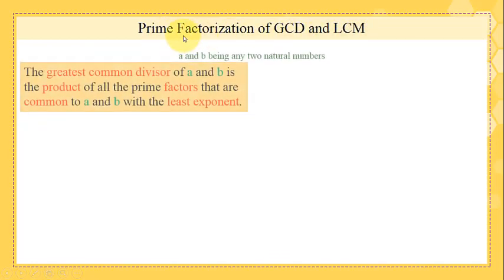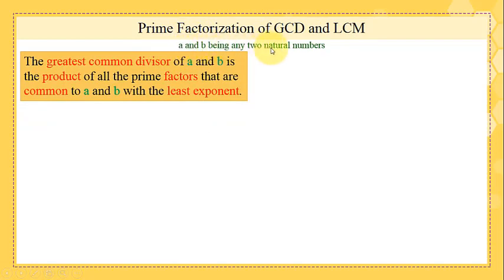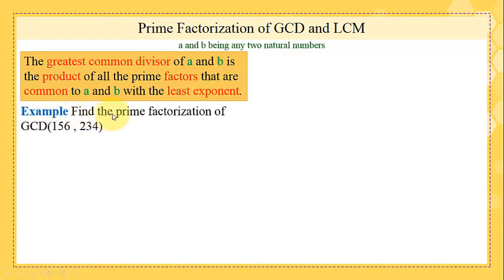Prime factorization, GCD and LCM. Let a and b be any two natural numbers. The greatest common divisor of a and b is the product of all the prime factors that are common to a and b with the least exponent. Example: find the prime factorization of the greatest common divisor of 156 and 234.